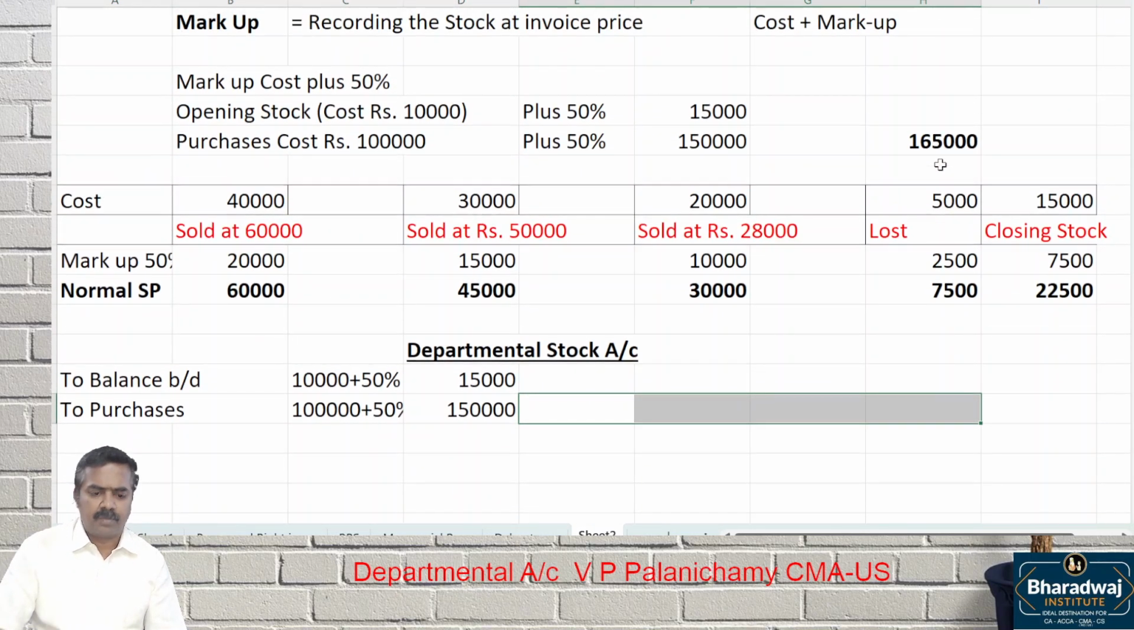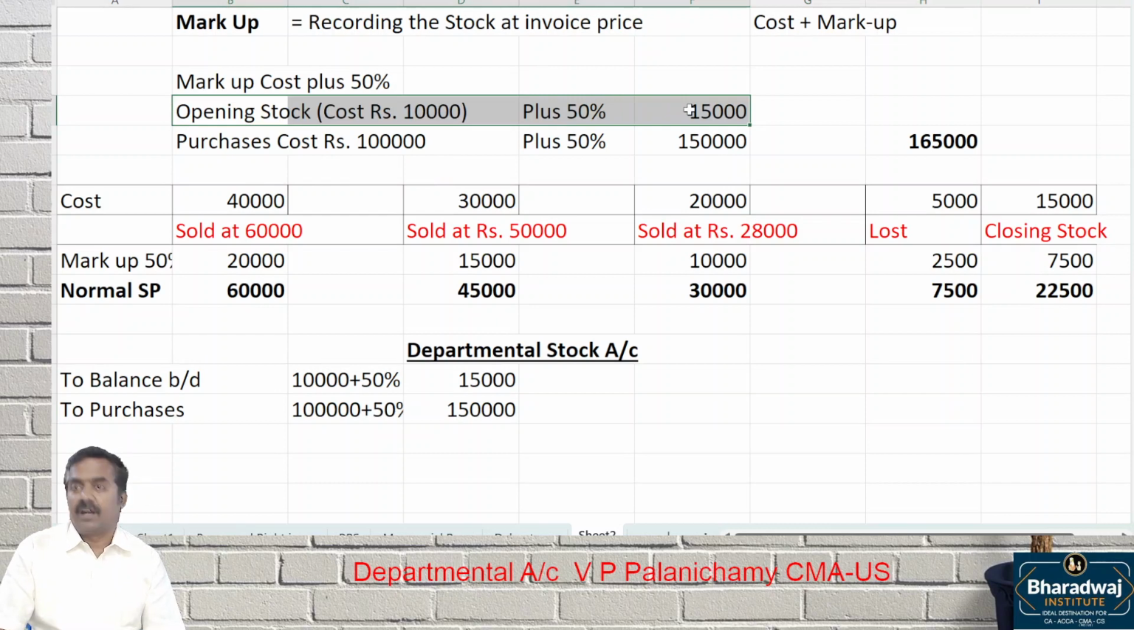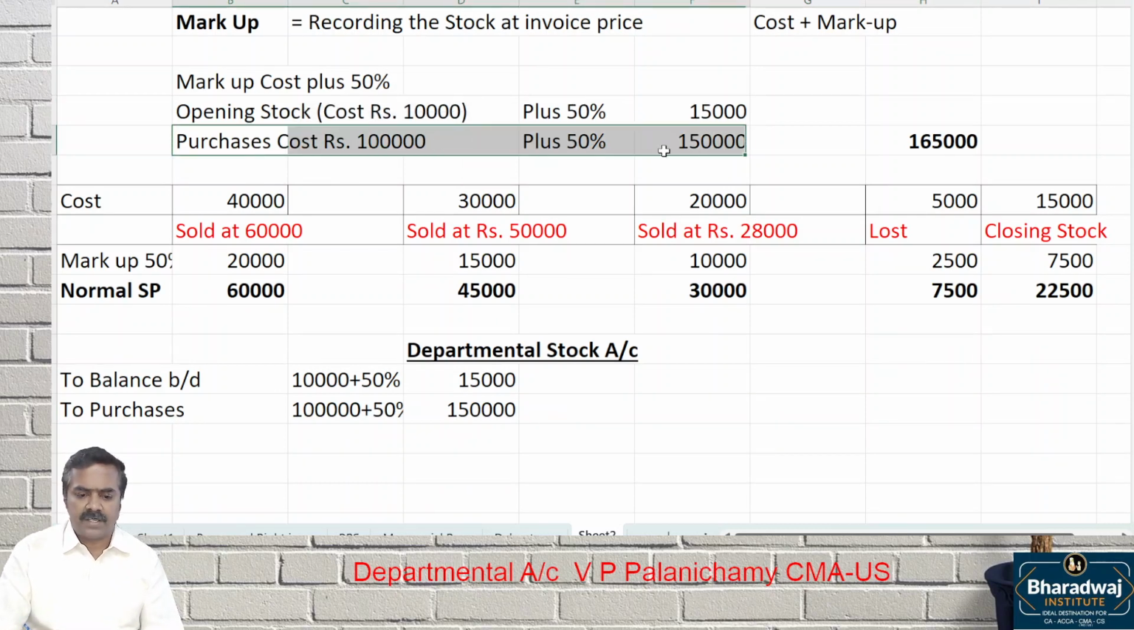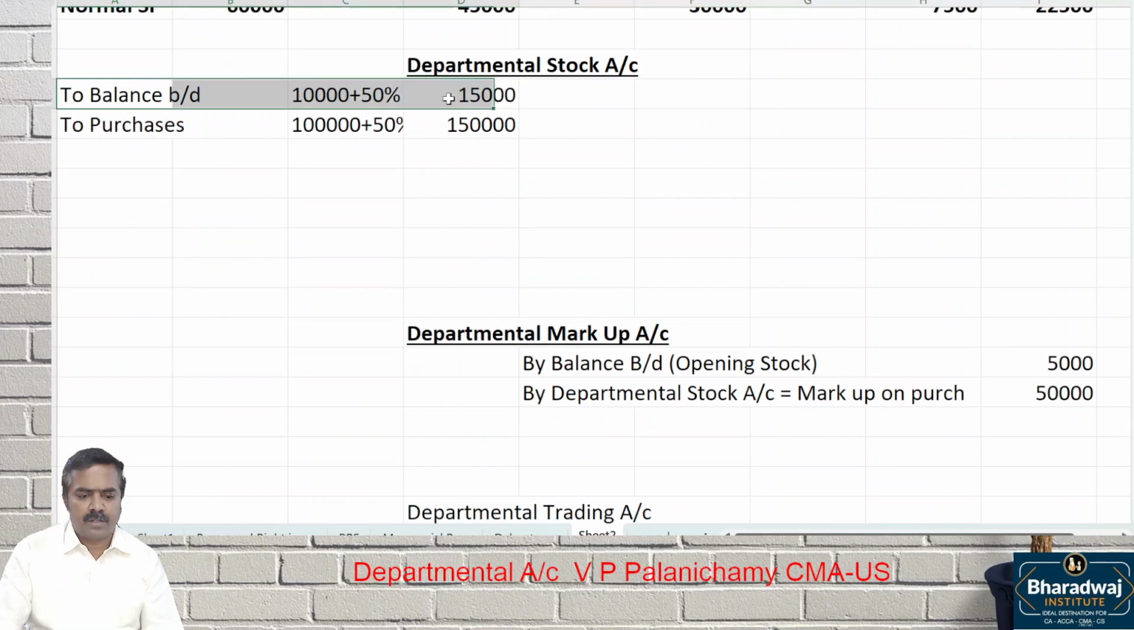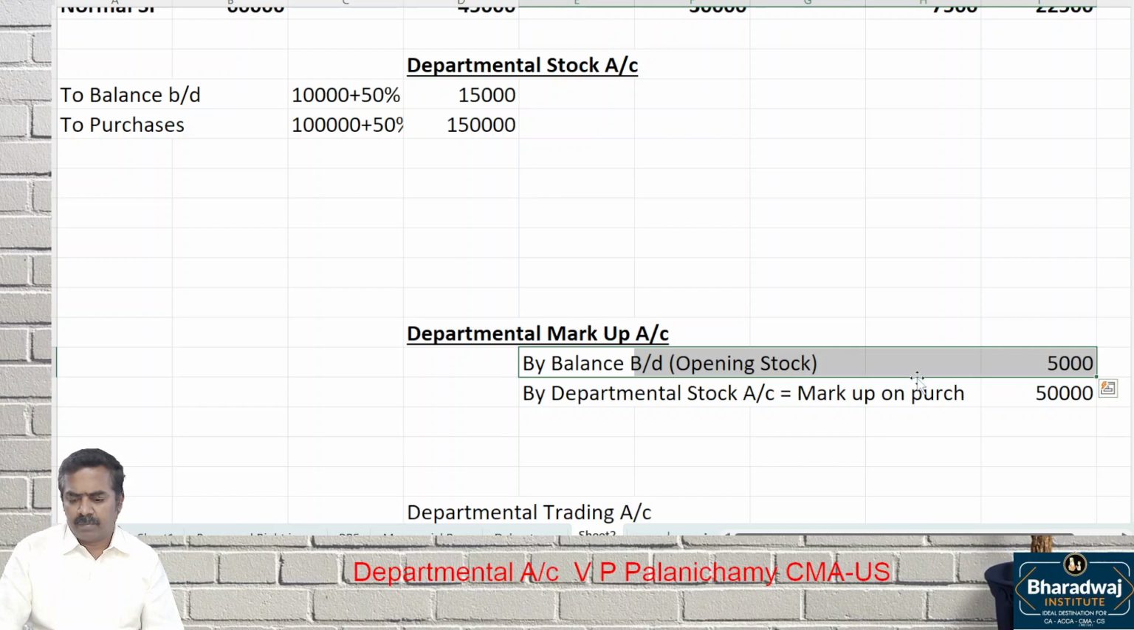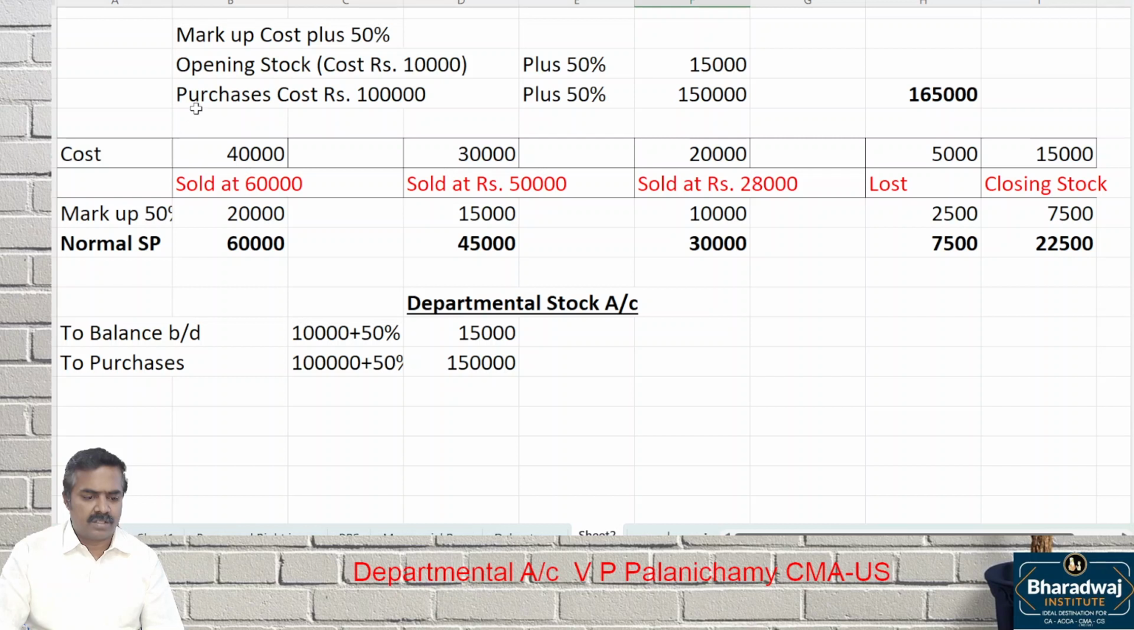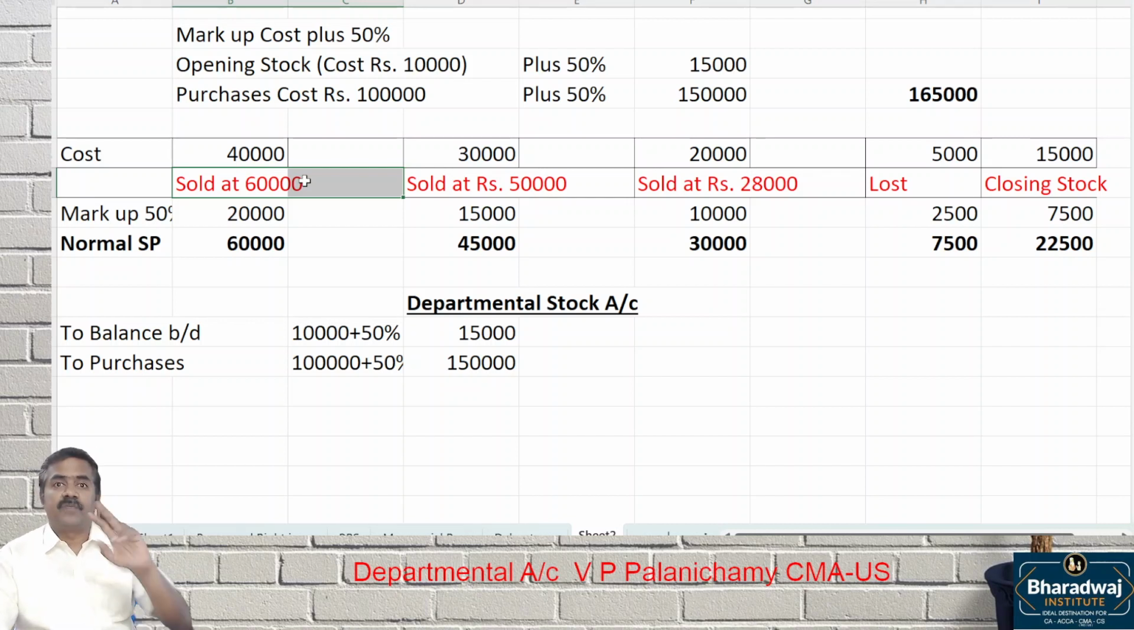Now, in this example, did we sell all the goods? No. Come to this example. Once again, opening stock, cost plus 50%. Purchases, cost plus 50%. We record to balance brought down 15,000, to purchases 1,50,000. Here we recorded by balance brought down on opening stock, markup on which one? Purchases we recorded. Look at this sales. What is the normal selling price of these goods? 40,000 plus 50%, it is 60,000. It is sold at how much? 60,000. Do you require a further markup or markdown?